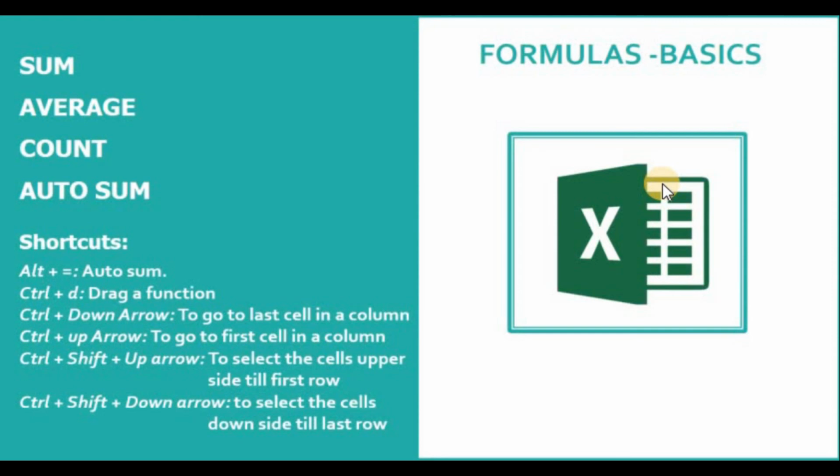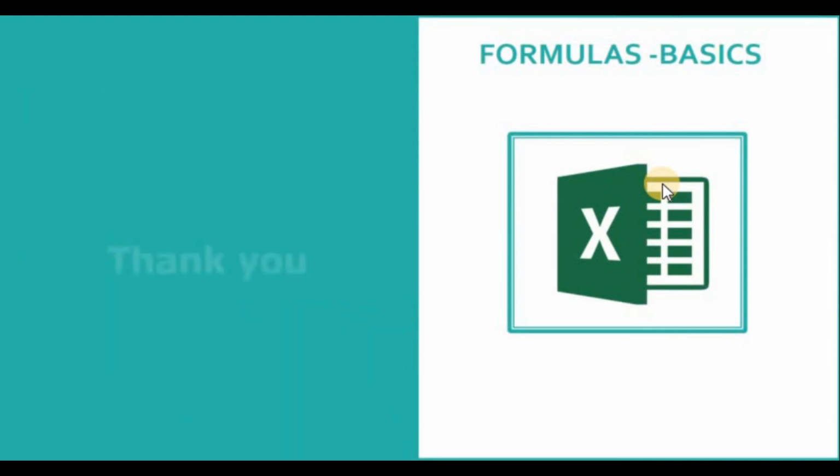Control plus Shift plus up arrow is to select the cells upper side till first row. Control plus Shift plus down arrow is to select the cells downside till last row.